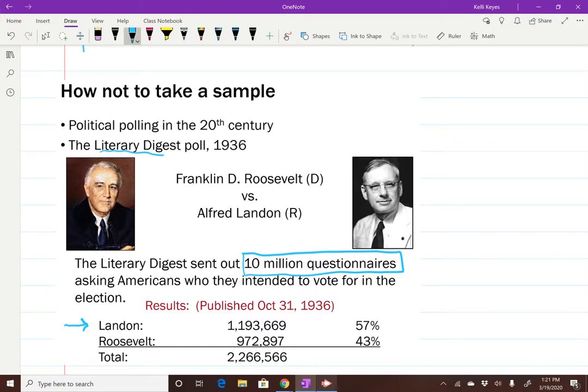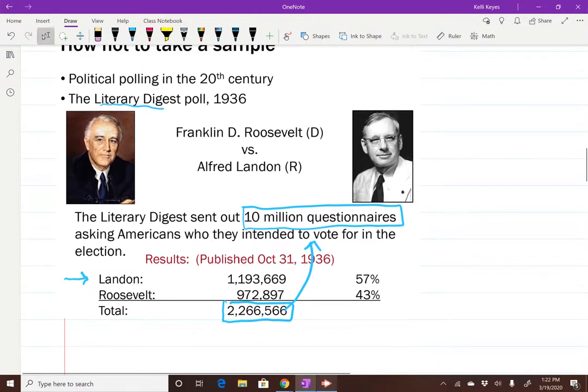But what do you notice about this number right here compared to how many they sent out? It's a lot less, right? So this is only about 2.2, 2.3 million out of the 10 million that actually responded and mailed it back. So that's how you don't take a sample, if you post the results off of that many that did not answer or did not reply to your survey.